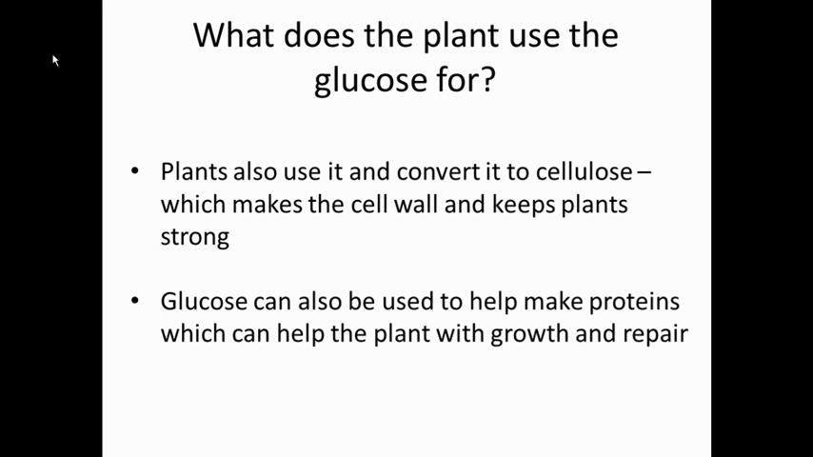Plants also use the glucose to convert it into cellulose. Remember, cellulose is what makes the cell wall in a plant cell, and that's what keeps the plants strong, gives them their structure. And glucose can then help to make proteins, which the plant needs for growth and repair. Okay.